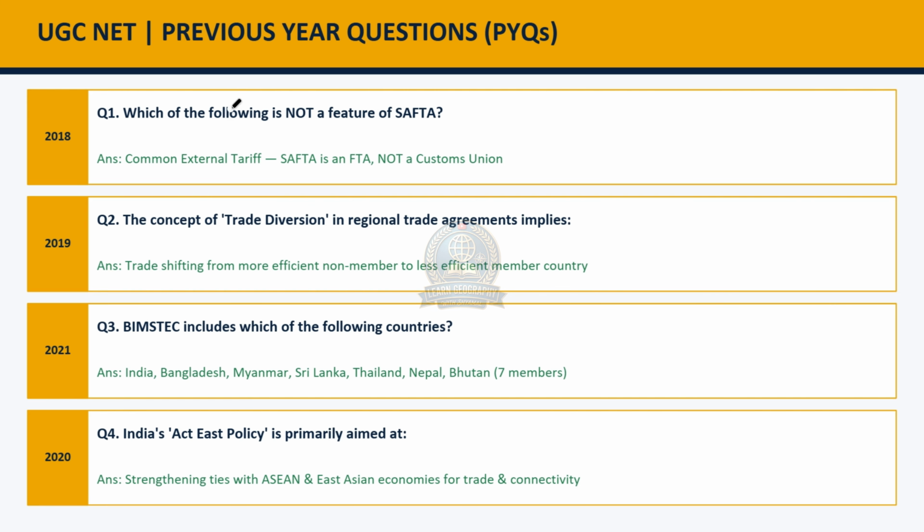Okay, now there are previous year questions. Which of the following is not a feature of SAFTA? Common external tariff. SAFTA is an FTA, not a customs union. The concept of trade diversion in regional trade agreements implies trade shifting from more efficient non-members to less efficient member country. BIMSTEC includes which of the following countries? India, Bangladesh, Myanmar, Sri Lanka, Thailand, Nepal, Bhutan, 7 members. India's Act East Policy is primarily aimed at strengthening ties with East Asian economies for trade and connectivity.